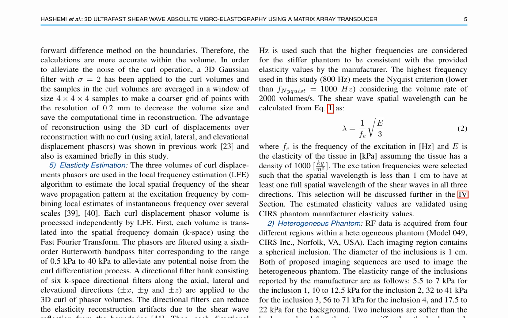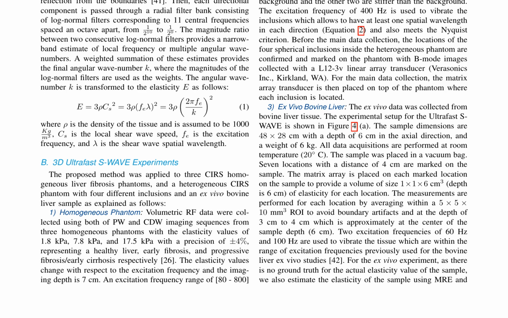The angular wave number k is transformed to the elasticity E using equation 1, where ρ is the density of the tissue, cs is the local shear wave speed, φ is the excitation frequency, and lambda is the shear wave spatial wavelength. The authors apply their proposed method to 3 CIRS homogeneous liver fibrosis phantoms, a heterogeneous CIRS phantom with 4 different inclusions, and an ex vivo bovine liver sample.